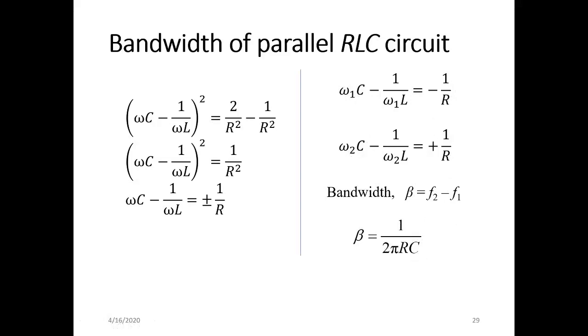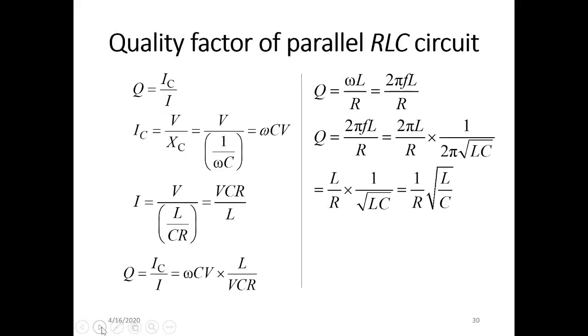But the bandwidth formula for the series resonance is completely different, right? That is omega L by R. So the formula is completely different for the series resonance. For the parallel resonance it is different, it is 1 by 2 pi RC. Okay, the last one I am going to talk about, sorry, the quality factor.